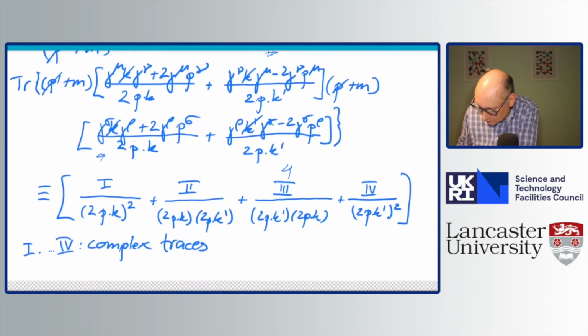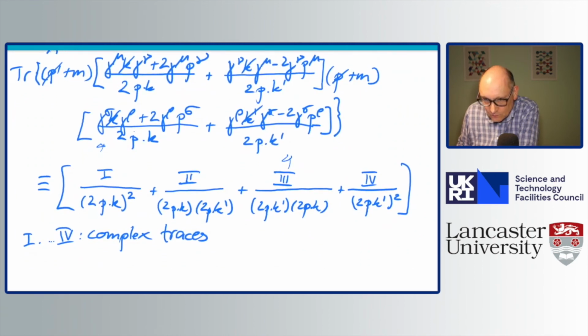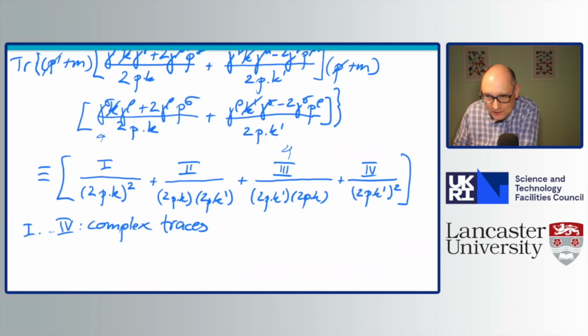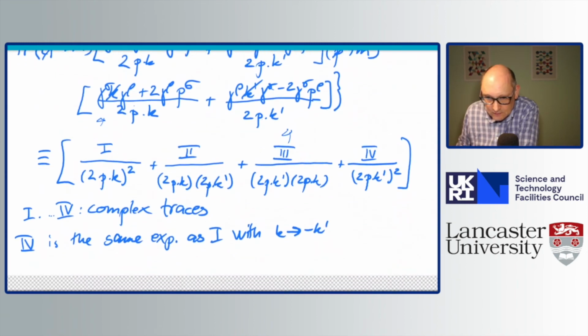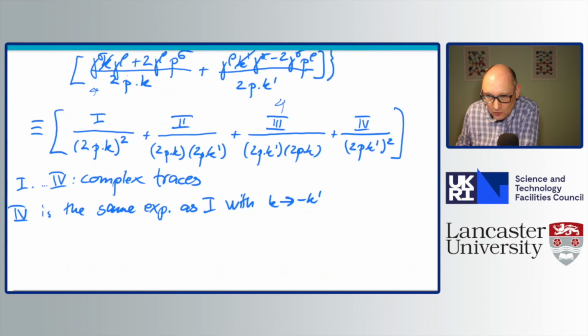Now there's some symmetries here. When one goes through it, one sees that 4 is actually the same expression as 1 with k replaced with minus k prime. Also, one sees that 2 is the same as 3.